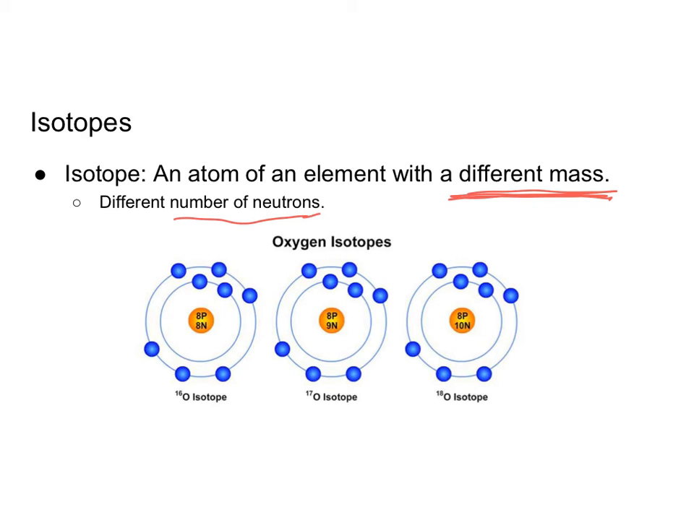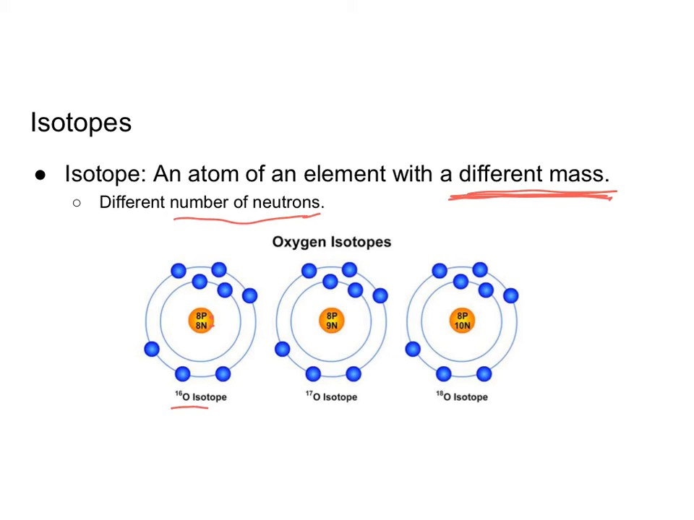So when we look at the mass of the particles in our atom, electrons have a mass that's so small that we don't even really have to pay attention to it. Proton number cannot change because that is going to determine what atom we're looking at. So the only thing that can change the overall mass of the atom is the number of neutrons. So here we have oxygen that has 8 protons and 8 neutrons. So that has a total mass of 16.